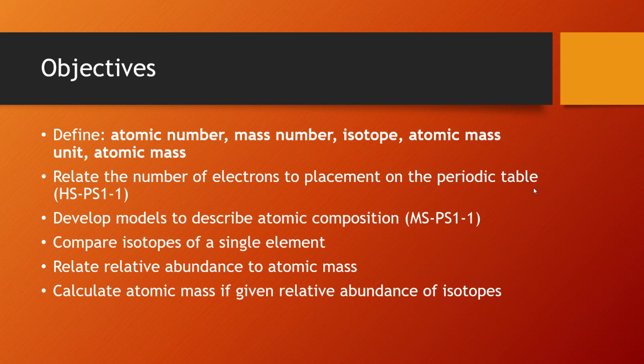Relate the number of electrons to placement on the periodic table. The number of electrons is going to be the same as the number of protons, so this should be pretty straightforward for now. Develop models to describe atomic composition. Compare isotopes of a single element, next lecture. Relate relative abundance to atomic mass will be in part 2, and calculate atomic mass if given relative abundance of isotopes. That's why part 2 is going to be part 2. They're going to be separate.